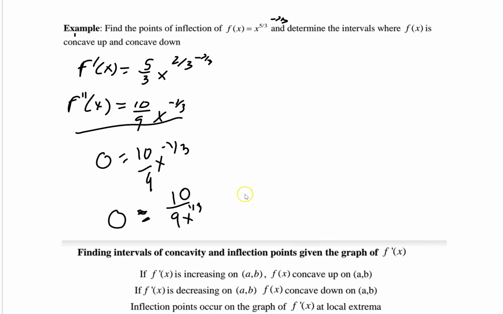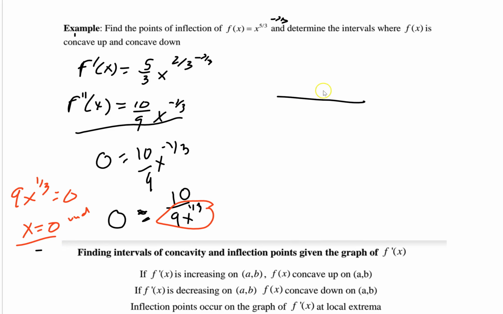So if we were solving this, 9x to the 1/3 equals 0. Again, still going to be 0 because you divide by 9 and take the third power of both sides. But that comes from the undefined. Just how we know. But it's still a possible inflection point. That could still be an inflection point. Not the biggest deal in the world. Just that's one clarification. So you have 0, right?